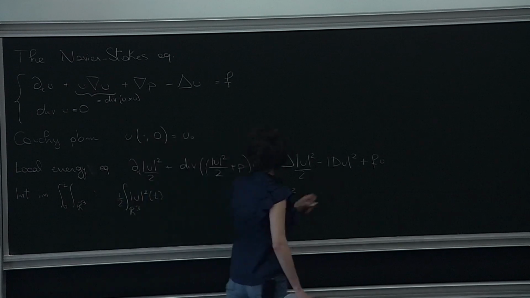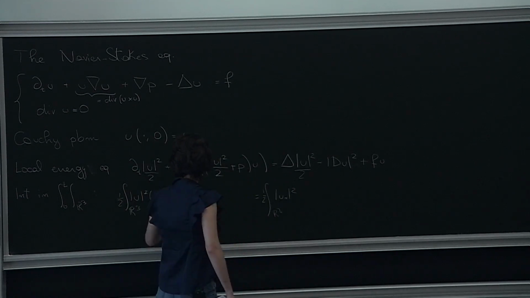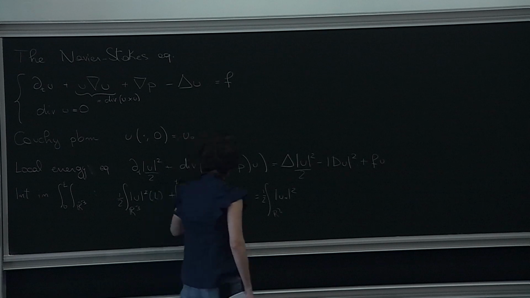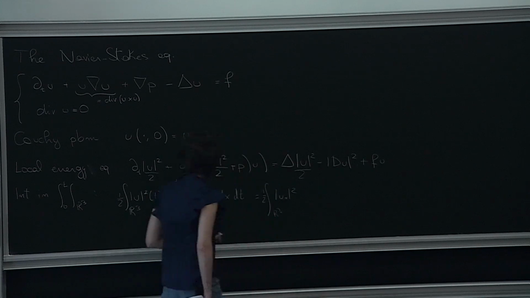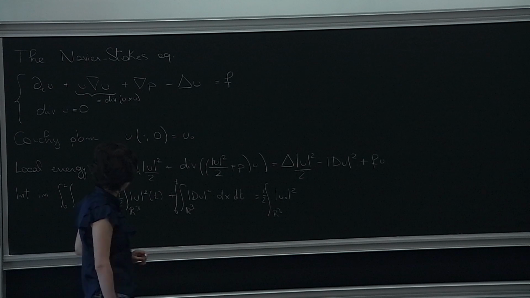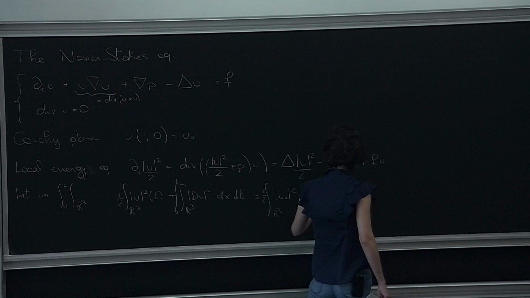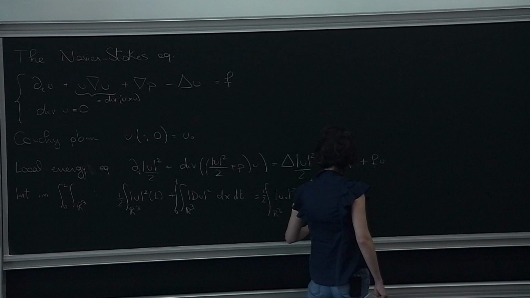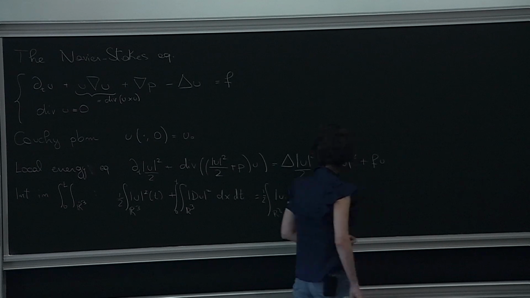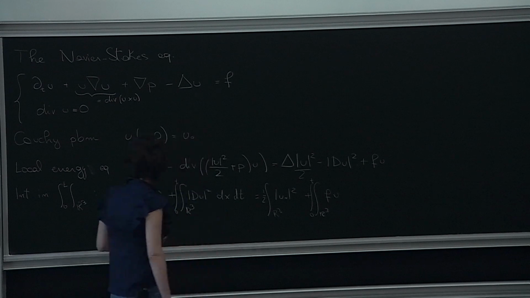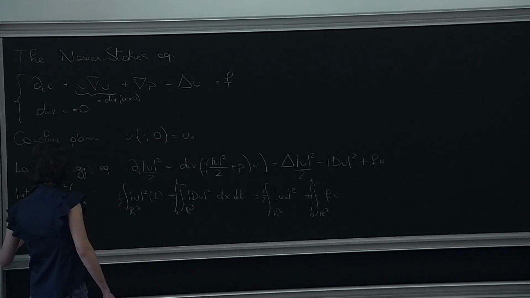Then I have the gradient of U squared, which comes here, and I need to integrate it in space-time. And then I have the integral of fU, again integrated in space-time, R3. OK, this formula is called the energy equality.